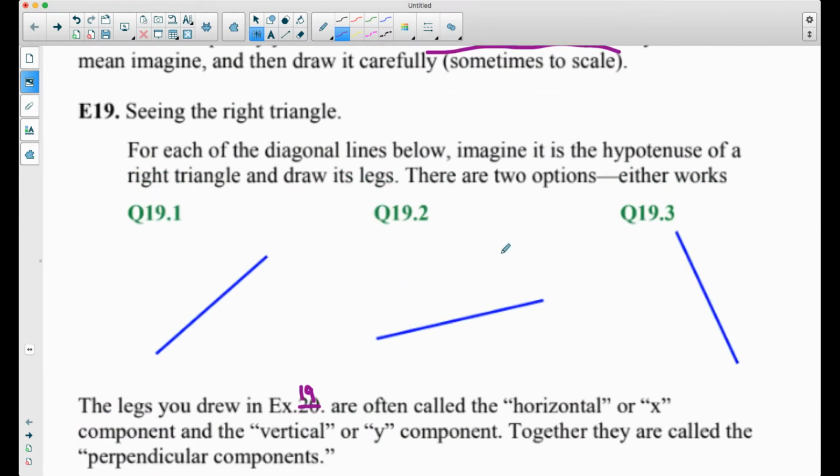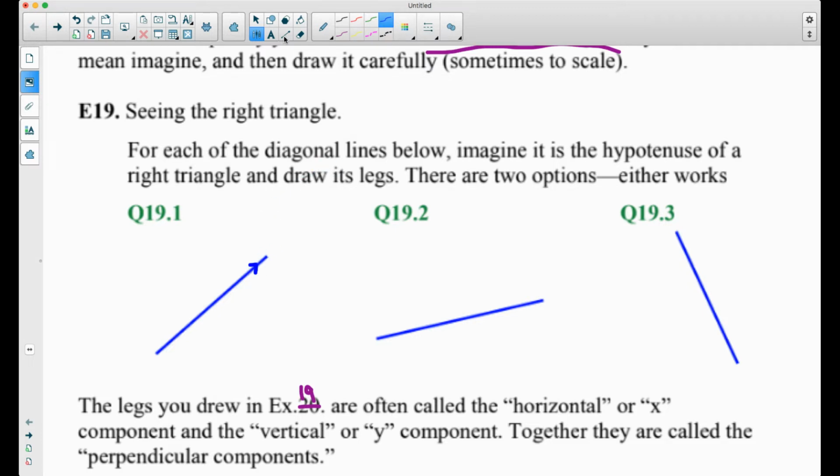So let's back up a minute and practice these three, because this is also a skill you'll need to use. Here there are three sub-questions within the example: for each of the diagonal lines, imagine it is the hypotenuse of a right triangle and draw its legs. Okay, well that's pretty easy. If I were to put an arrowhead on this line, you would say it is pointing in two directions. The directions are rightward and upward, so right and up. And that basically gives away the legs.